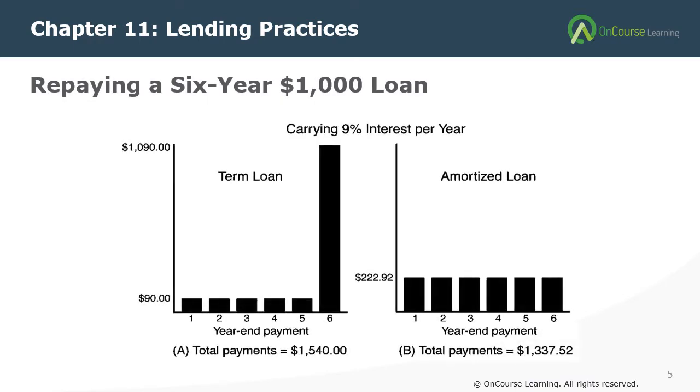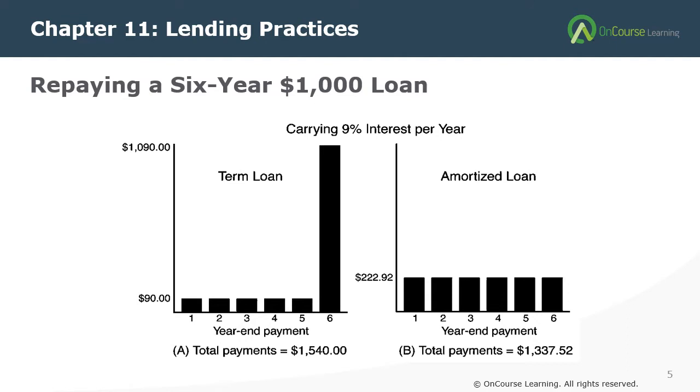Here's a graphic that illustrates the difference between a term loan and a fully amortized loan. I do have to note that the payments here are made on an annual basis. In real life, mortgages are paid monthly. The note is paid monthly. So onward, we've got a $1,000 loan for each of these loans, whether it's a term loan or an amortized loan. A $1,000 loan over a 6-year maturity, and they both carry a 9% interest rate.